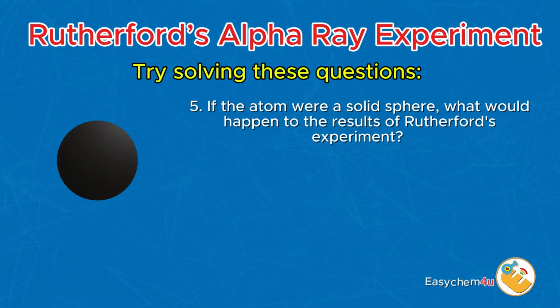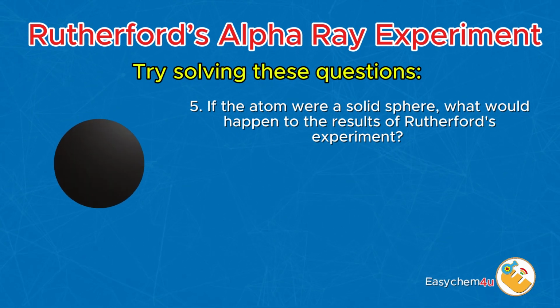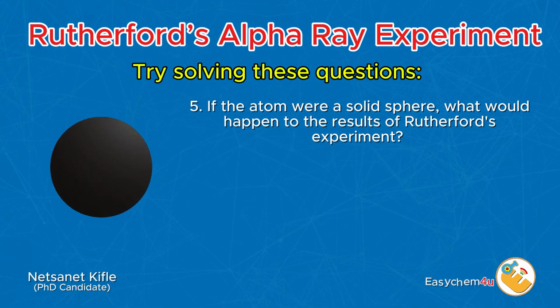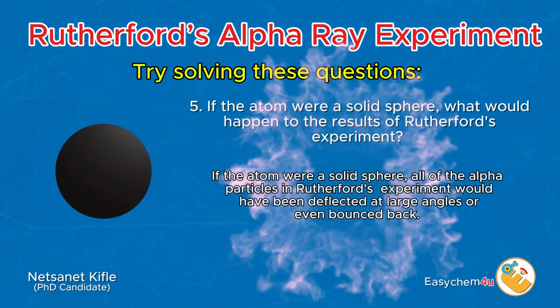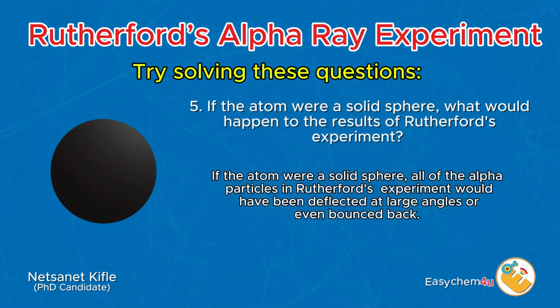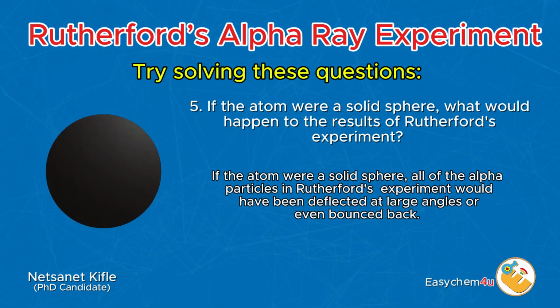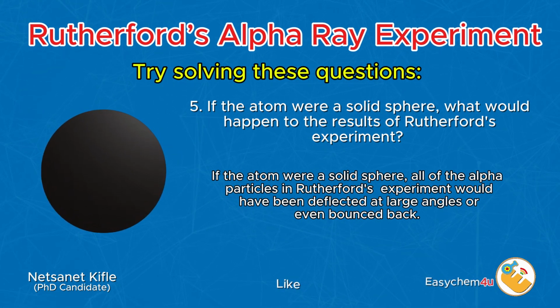If the atom were a solid sphere, what would happen to the results of Rutherford's experiment? If the atom were a solid sphere, all of the alpha particles in Rutherford's experiment would have been deflected at large angles or even bounced back.